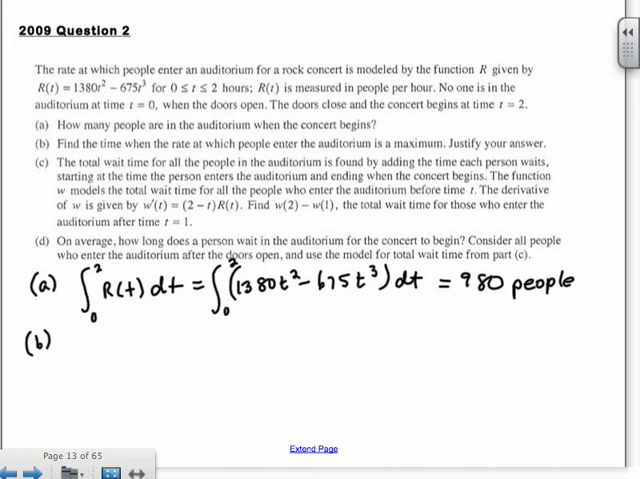All right, B. So you said B was pretty easy? So find the time when the rate at which people enter the auditorium is a maximum. Justify your answer. So how do you find when the rate is a maximum? Take the derivative, set it equal to 0. So you're going to do r prime of t equals 0. Again, you're getting full points for the setup when you just write that. Okay, now in the next line, you can take the derivative if you really want. Or if this is a calculator problem, which it is, what can you do? Math 8, right, in deriv.